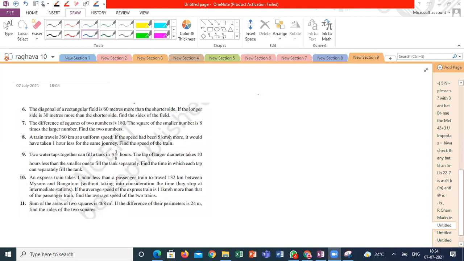The diagonal of a rectangular field is 60 meters. So the shorter side is x, sir, and the longer side should be taken as x plus 30, because he's given that the longer side is 30 more than the shorter side. Find the sides of the field.